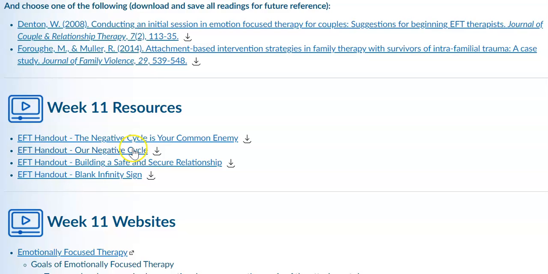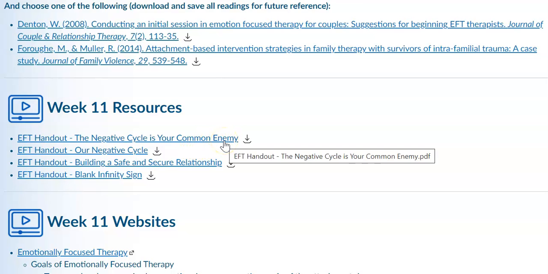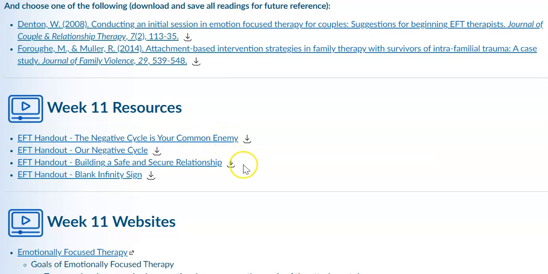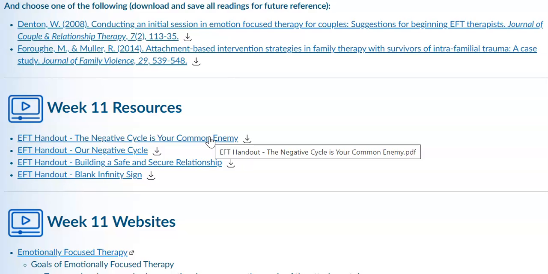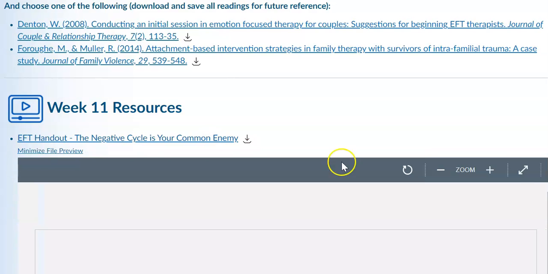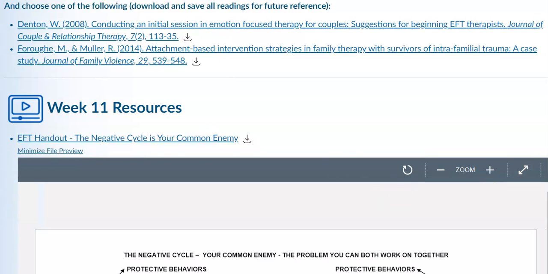There are a series of handouts. One is on the negative cycle. The negative cycle is your common enemy. The second is our negative cycle. The third is building a safe and secure relationship. And the fourth is the blank infinity sign. So I'll just click on these for a second.